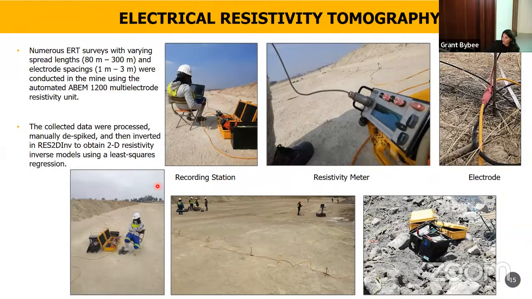Now, moving on to our electrical or our geophysical methods, the first thing we did was electrical resistivity. So we conducted various surveys, different spread lengths between 80 and 300 meters, and electrode spacings of 1 to 3 meters. And we used a multi-electrode unit to do this. The data was then collected, we despiked it, and then inverted it in Res2D to obtain 2D inverse models using our least squares regressions. So this was our recording station, this is our resistivity meter, and this is our electrode.